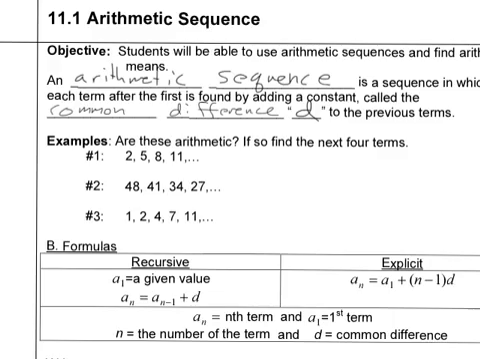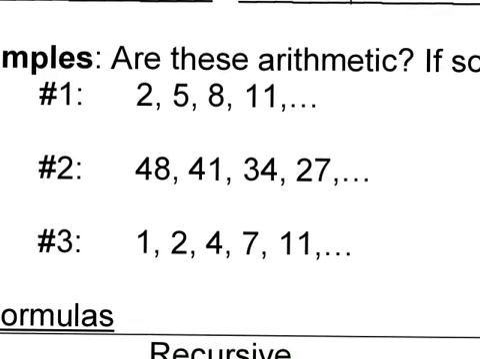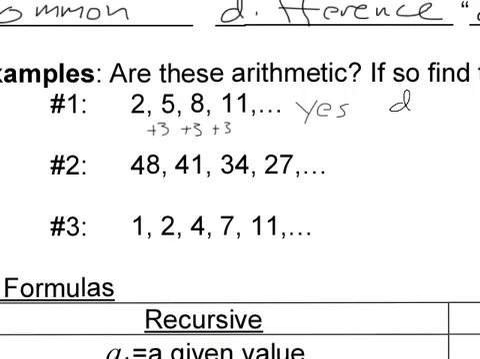Okay, so are these first couple arithmetic sequences? Well, let's take a look. The first one, 2, 5, 8, 11. Well, it appears that we are going up by 3 each time. So the answer would be yes, and the common difference is 3.